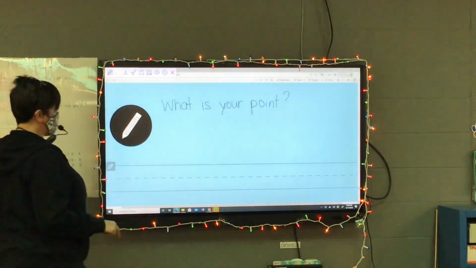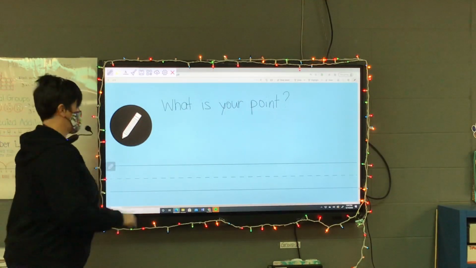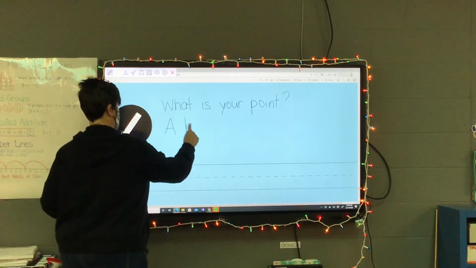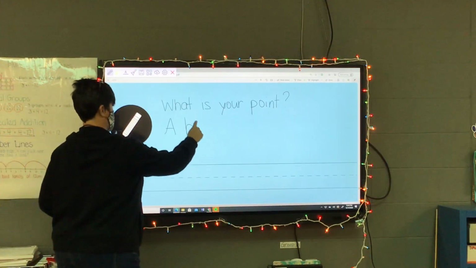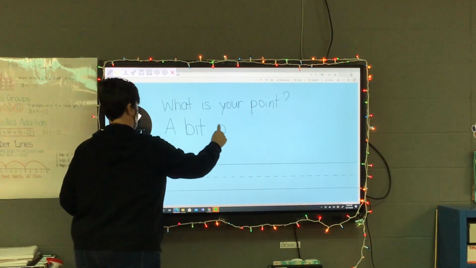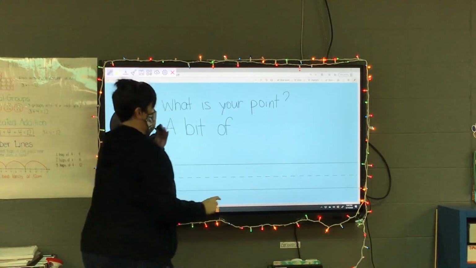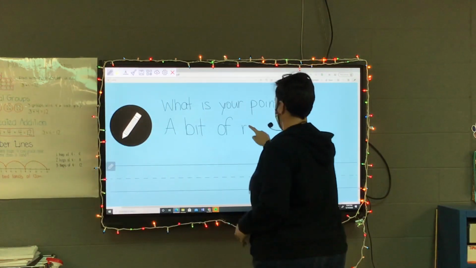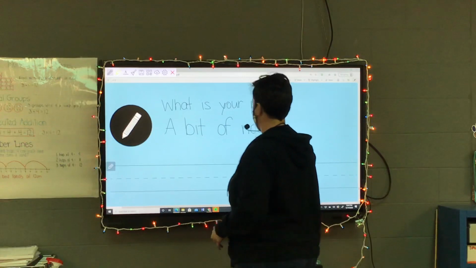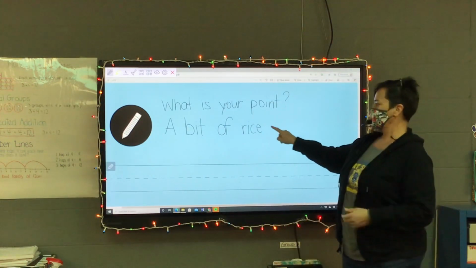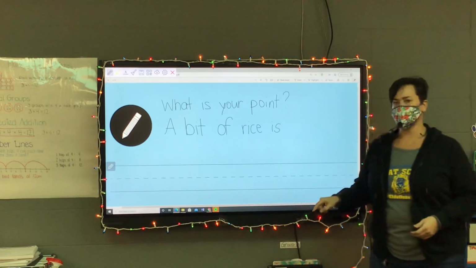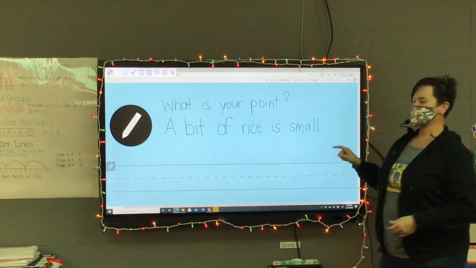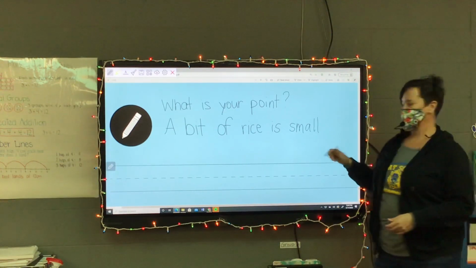The second sentence, a bit of rice is small. So a bit. B. Make sure your B is going the B direction. Bit. Sight word. Of rice. R. What about the ice in rice? I-C-E. Yes, I-C-E, vowel consonant silent E. A bit of rice is small. Sm. S-M. All. A-L-L. What kind of punctuation for this one? A period.